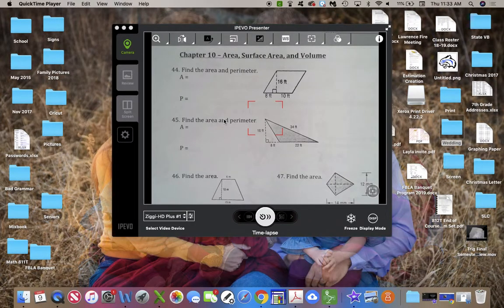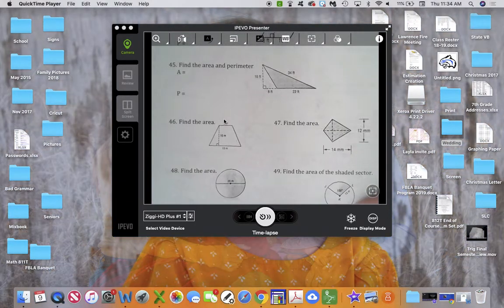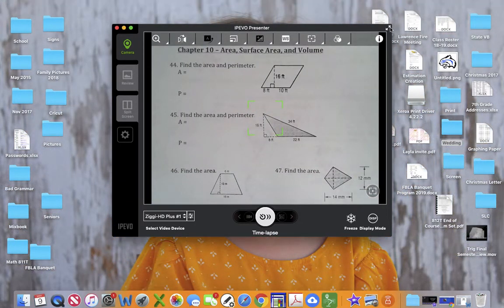Last day of review for geometry. This is chapter 10. We're starting with 44. We've got 44 through 50, and that is all. Let me make the screen bigger.